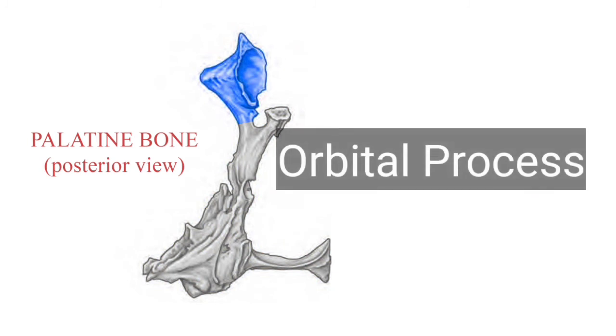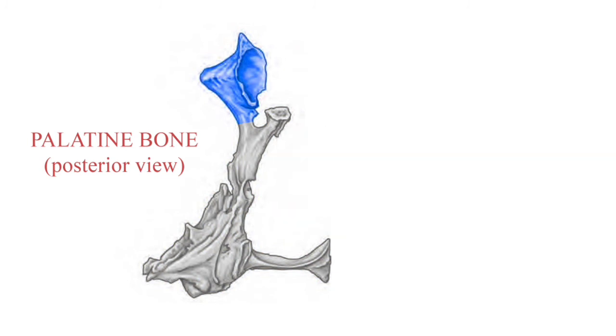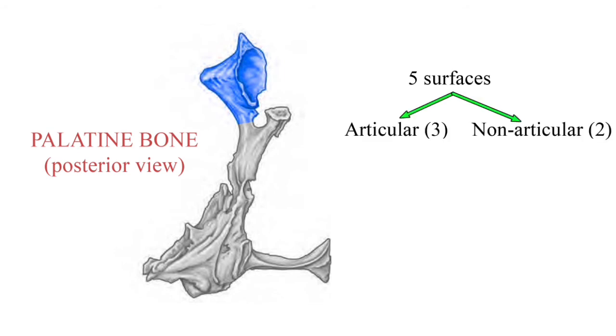The orbital process. It projects upward and laterally as an expanded process from the superior border of the perpendicular plate and in front of the sphenopalatine notch. It contains an air sinus and presents 5 surfaces, 3 articular and 2 non-articular. The articular surfaces are: number 1, maxillary, which is directed anterolaterally and joins with the body of maxilla.